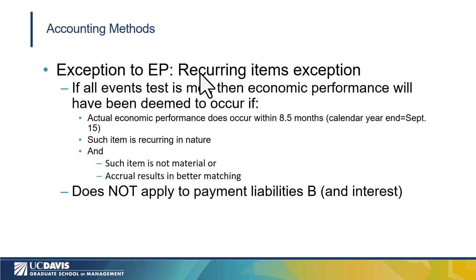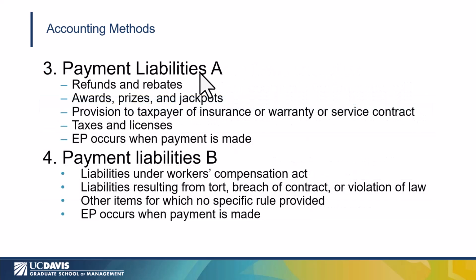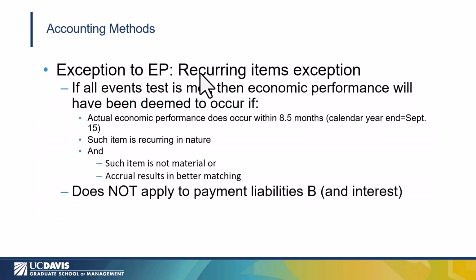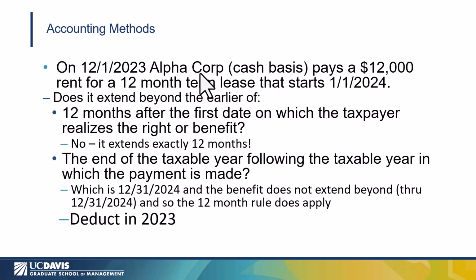Now, the reason I broke them out into A and B is the recurring item exception does not apply to payment liabilities B. So let's go back. So we can't apply the recurring item exception to liabilities under workers' comp, tort, breach, contract, violation of law, or any other item for which no specific rule is provided. And as we noted, it's also interest, right? Because interest is always on economic basis.